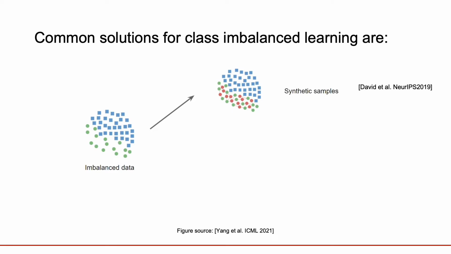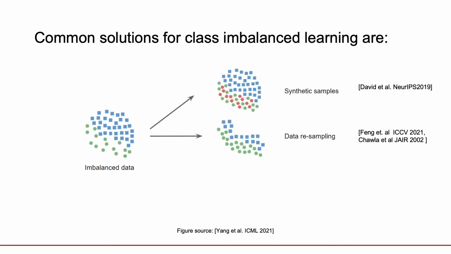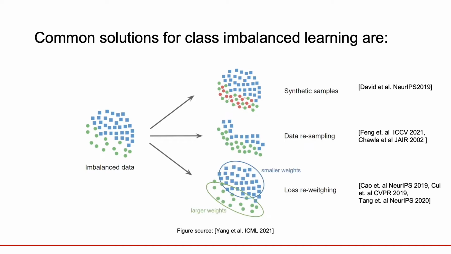Many solutions for the class imbalanced learning problem modify the training data to make it more class balanced. For example, one way is to create synthetic samples and add them to the rare classes. Another way is data resampling, which undersamples common classes or oversamples rare classes. Another idea is emphasizing rare classes in the loss function by giving them larger weights. For our work, we explore the orthogonal direction of weight balancing.